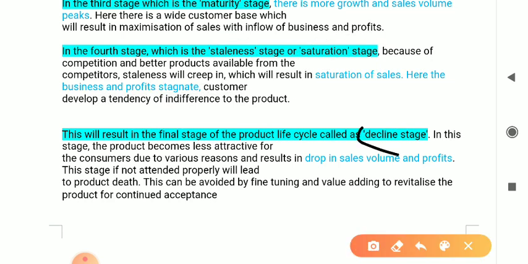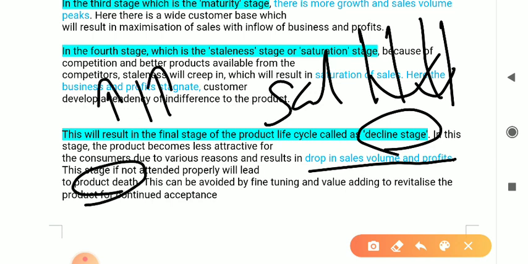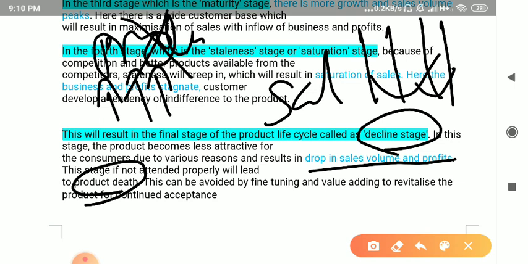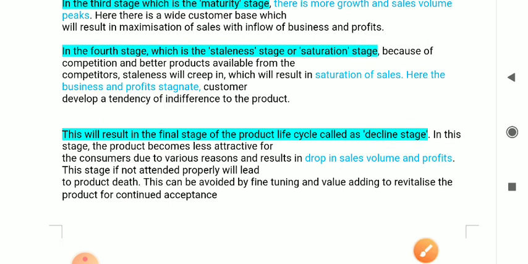What is the final stage? That is decline. In this stage, the product becomes less attractive to the consumers, due to which there is a drop in sales, the sales will be very less in the decline. And this stage, if not handled properly, will lead to product death. अगर इस स्टेज में आपने proper identification or proper focus नहीं दिए, then your product will be completely dominant. So this can be avoided by fine tuning and value adding. As we told, you need to do some extensions as per the customer needs.